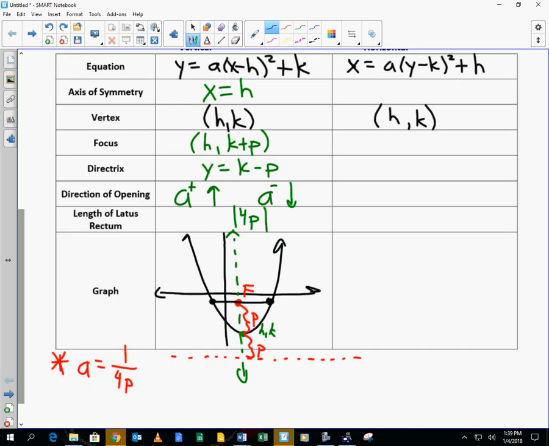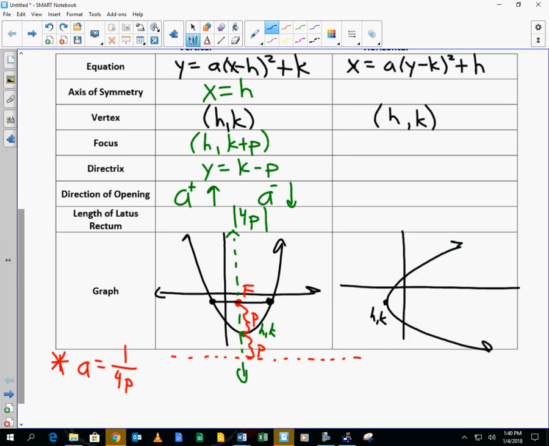Let's now look at a horizontal parabola. We understand that this is the general shape. Where that is (h, k).